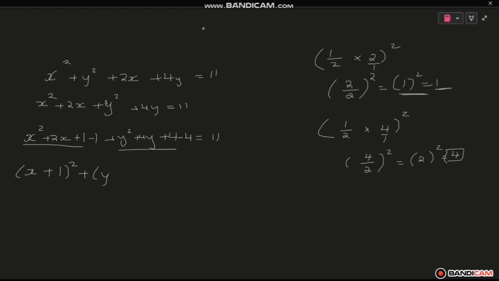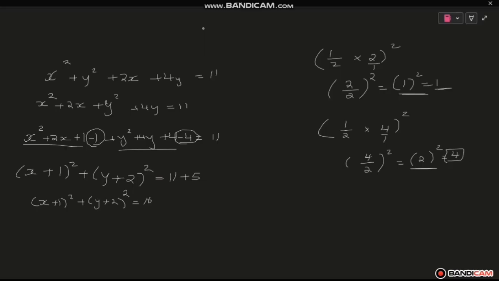Before the last step, you're going to take that 2 with its exponent 2, plus 2 exponent 2, then equal to 11. Then that negative 1 and the negative 4, you add them, you're going to have negative 5. Then when you jump the equal sign, it will be positive 5. Therefore x plus 1 squared plus y plus 2 squared equals 16.